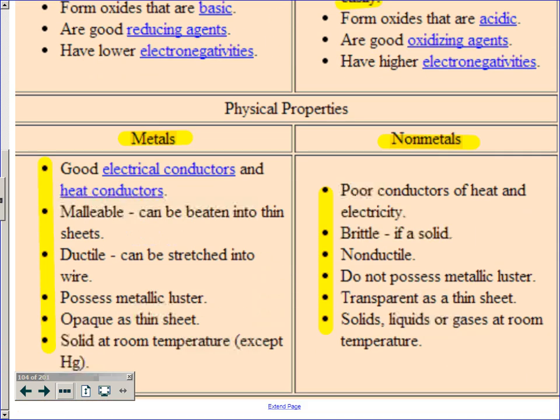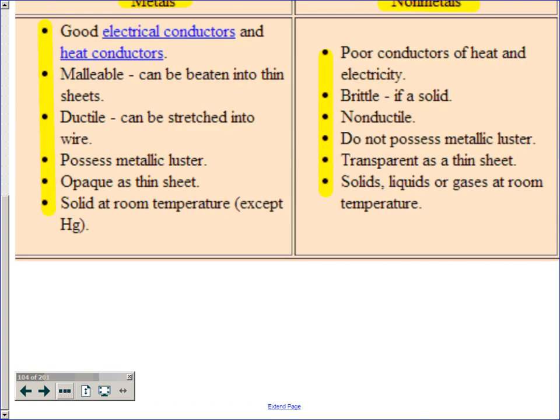of the physical properties. Give me a thumbs up if you wrote down metals are conductors. Thumbs up. Electrical and heat, so that's thermal and electricity. They're malleable. Thumbs up. Ductile. Lustrous. What's luster mean? Shiny, right? Fancy word for shiny. And solid at room temperature. Okay, so those are the metallic properties you probably wrote down.